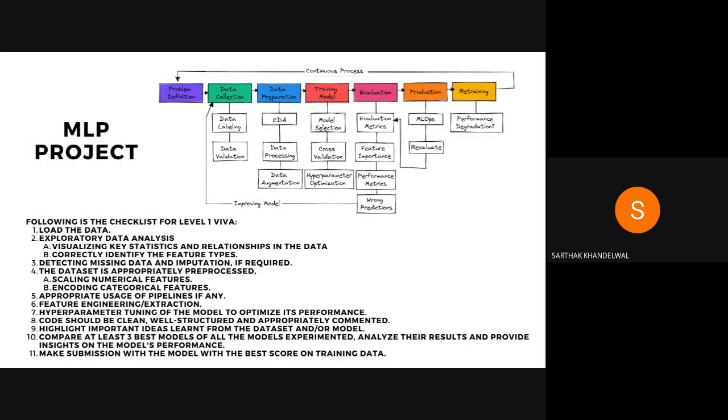So this is a very smooth storyline. This is the smooth pipeline that you have to follow for your MLP project. And for the L1 Viva checklist, here are some 10-11 points mentioned, which are the points that must be present in your notebook in order to clear your L1 Viva with full marks. Otherwise, if some of them are not present, you can still proceed ahead with the L2 Viva, but you might face some loss of marks.